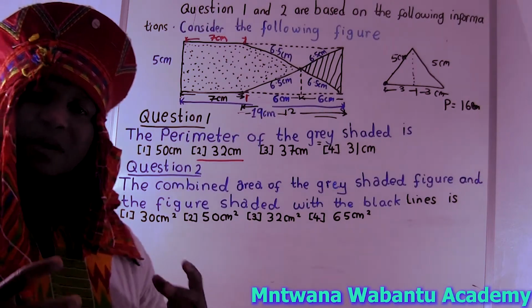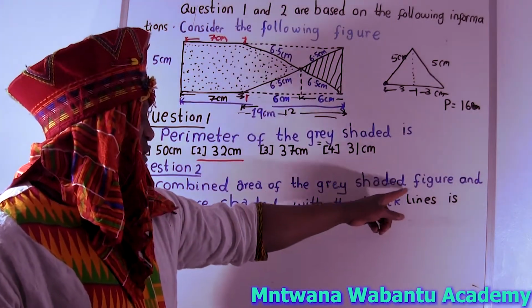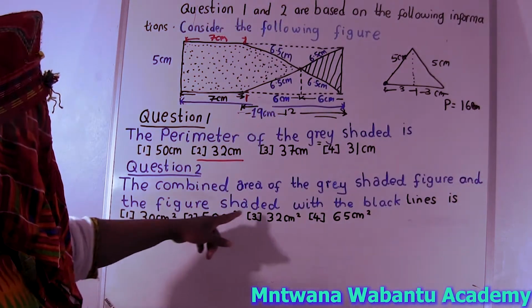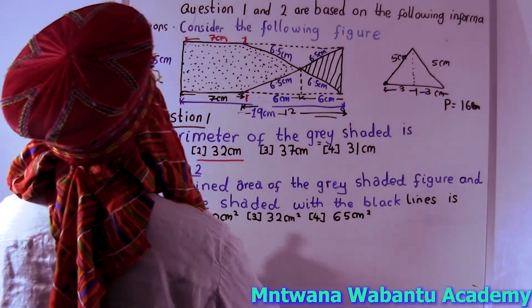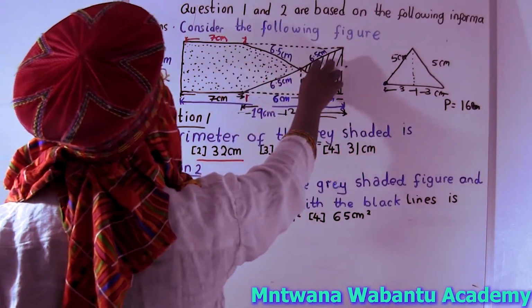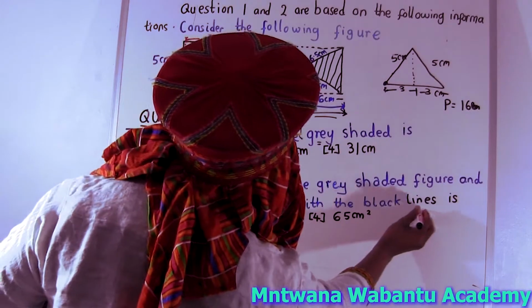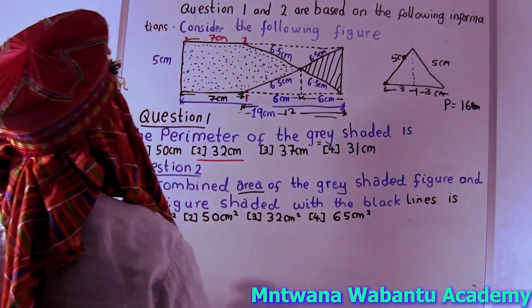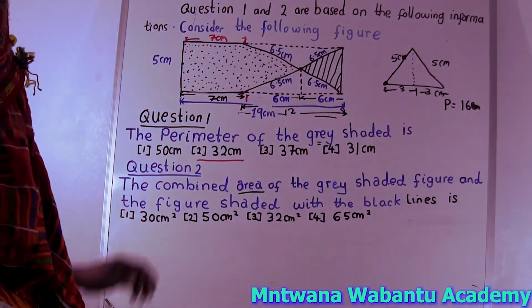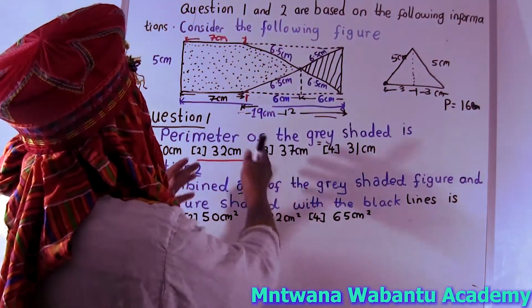Oh, so combined means we have another area of shaded figure, and the figure shaded with the black lines. Oh, so they talk about this area and this area, okay? Because shaded with the black lines, they want the combination of area. So you got this and this, they want the combination of all of them.